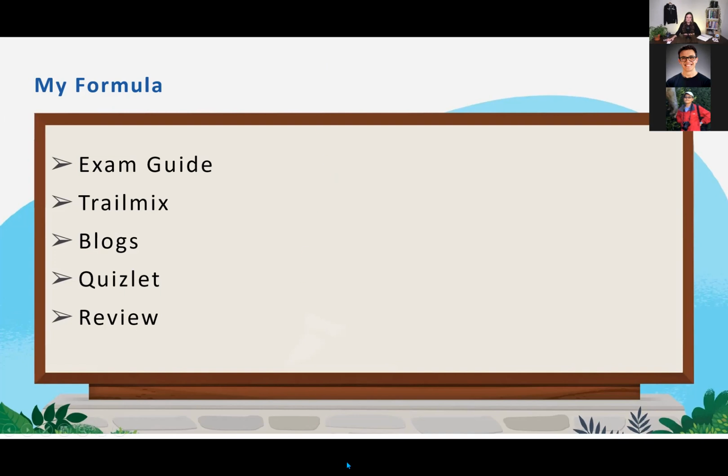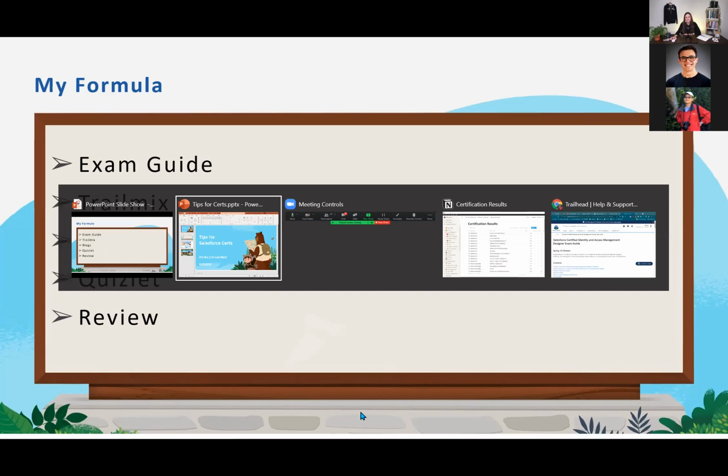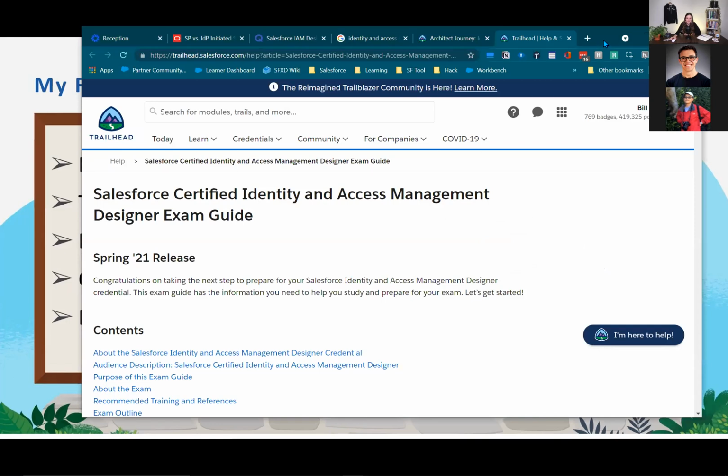I am actually preparing for another exam recently, so I can show you this process. When did you pass your last exam, Bill? How long ago was that? A few weeks ago.